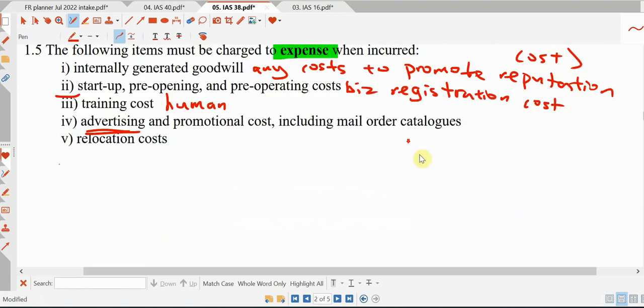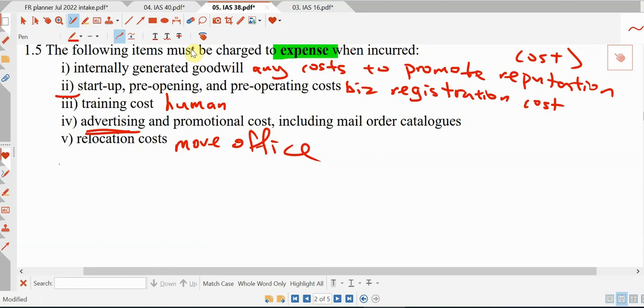Okay, good. Next one, relocation. That means we move office. Moving office will be expenses as well. Cannot capitalize. Lorry cost, this and that, all these are expenses. Relocation of office. Okay, great. That is the end of this second accounting standard lecture.